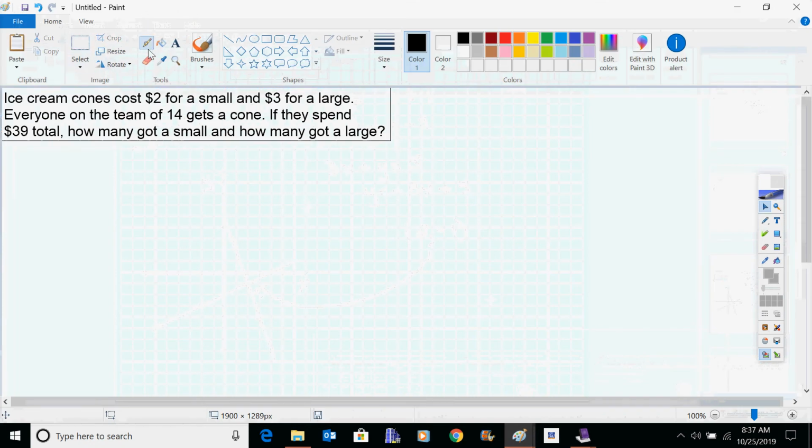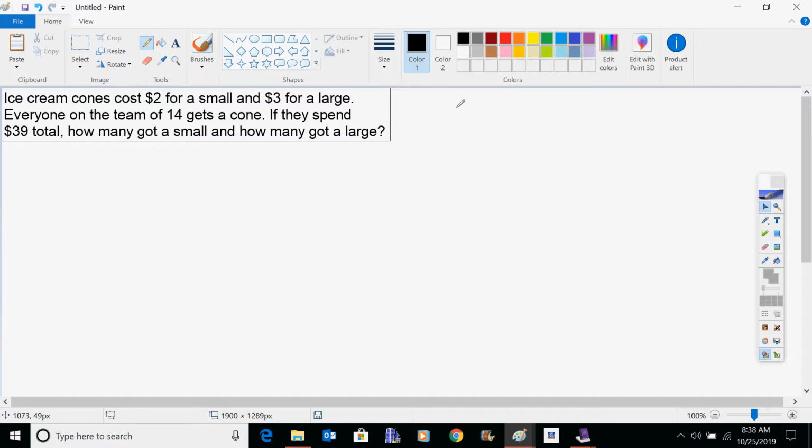And we're going to look at this problem about ice cream cones. And so figuring out how much you can get with a certain amount of money. So ice cream cones cost $2 for a small and $3 for a large. Everyone on the team, the team of 14, gets a cone. If they spend $39, how many got small and how many got large?